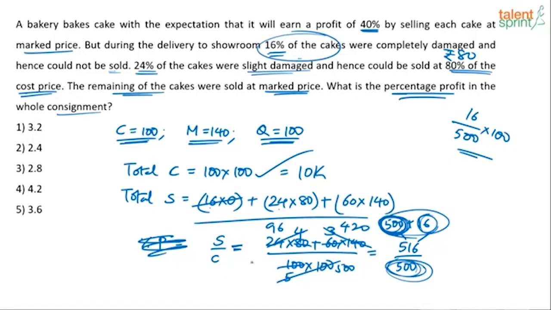I mean, eventually we are doing the same thing: selling price minus cost price by cost price into 100. But calculation becomes really easy. You know that 16 is 3.2% of 500. 1% of 500 is 5. 3% is 15. The extra one is 0.2%. So 3 plus 0.2, 3.2 percentage. Option 1 will be the answer.